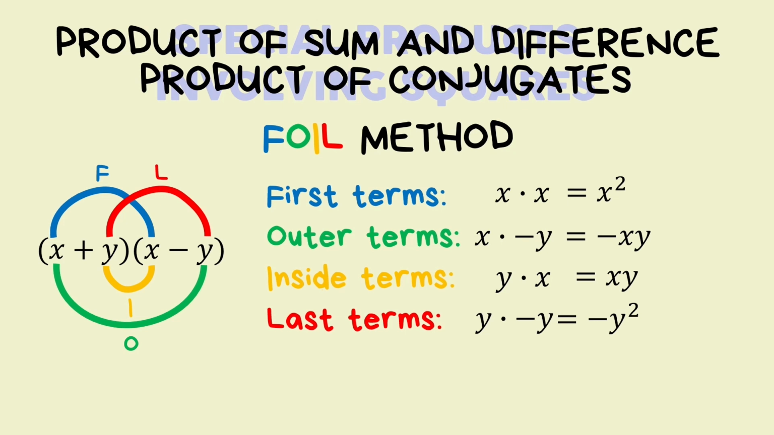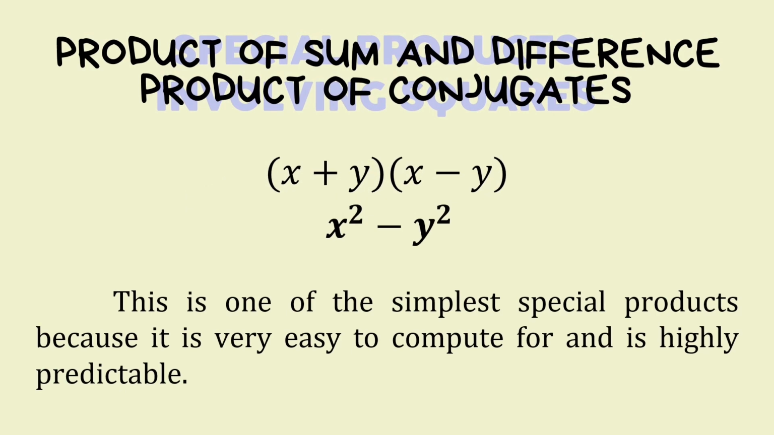On the other hand, look at the outer and the inside terms, negative xy and xy. If we add them, since they are similar and have opposite signs, they will be equal to 0. Therefore, the final product is x squared minus y squared plus 0, but since 0 is irrelevant here, we can just erase that. Now look at the final product, x squared minus y squared. That long process turned out to be something so simple.